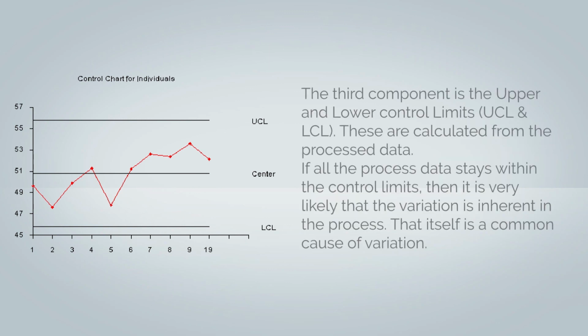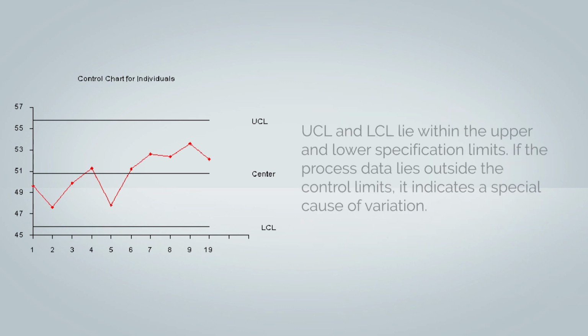The third component is the upper and lower control limits, that is, UCL and LCL. These are calculated from the processed data. If all the process data stays within the control limits, then it is very likely that the variation is inherent in the process. That itself is a common cause of variation. UCL and LCL lie within the upper and lower specification limits. If the process data lies outside the control limits, it indicates a special cause of variation.